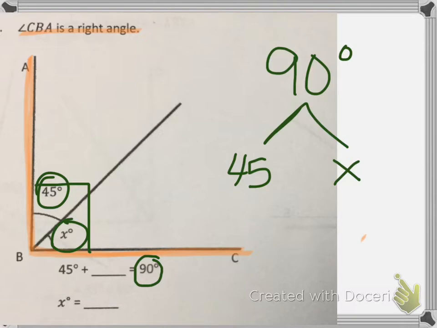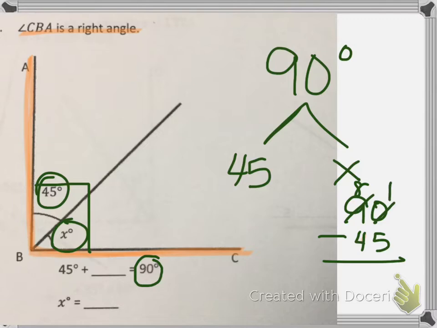Well, how am I going to find my unknown? Well, hopefully you'll say, I can take my total and subtract the part, and see that my unknown is 45 degrees. Don't forget the degree symbol. So X equals 45 degrees.